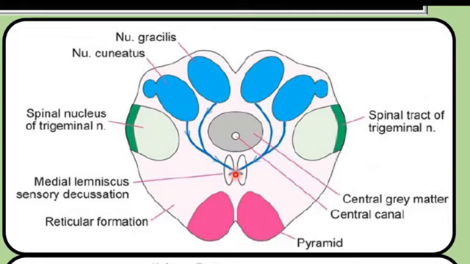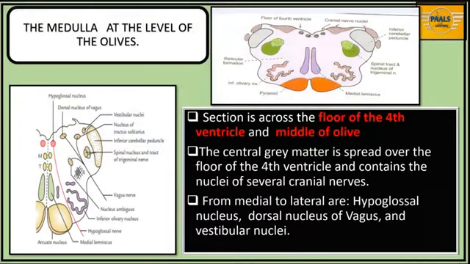Now we have a region lateral to the medial lemniscus. That is the region we noted that has the reticular formation, which is not clear here. We'll get to the third level, and this level is the level of the olive.